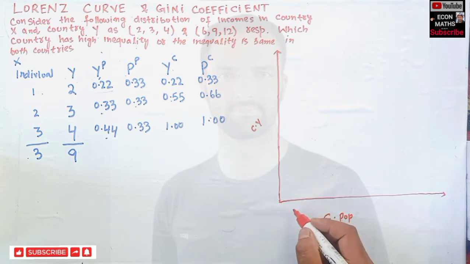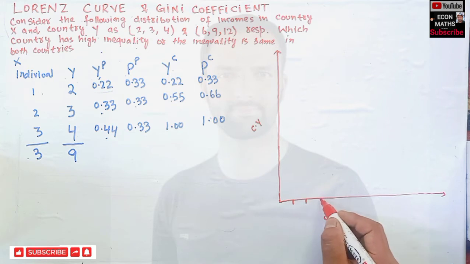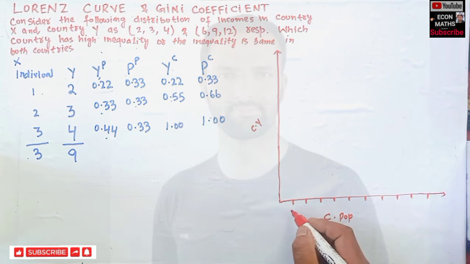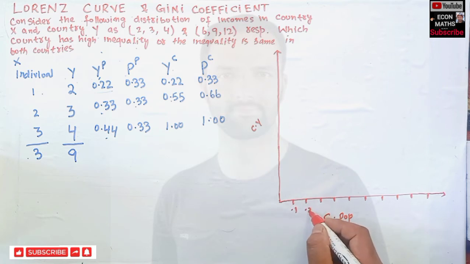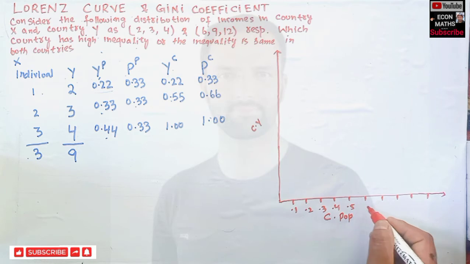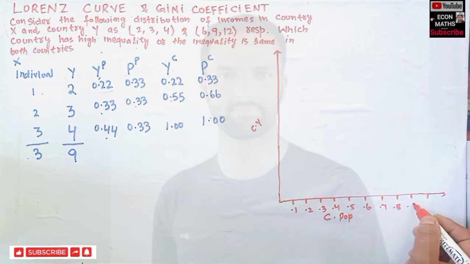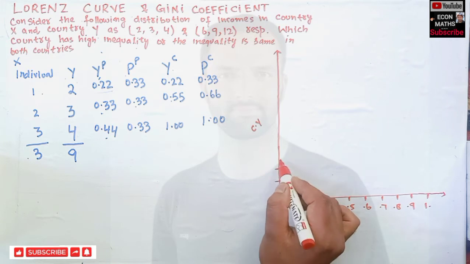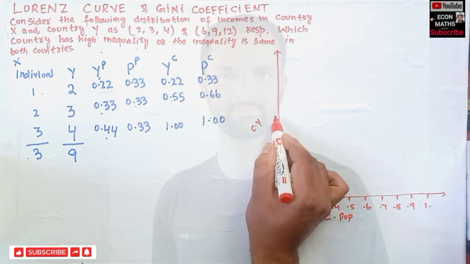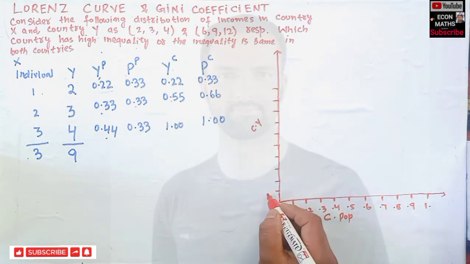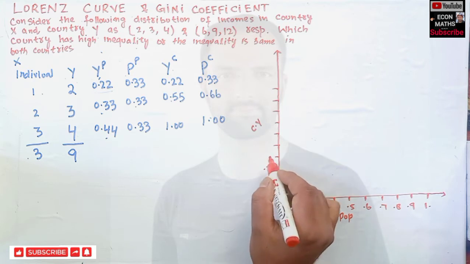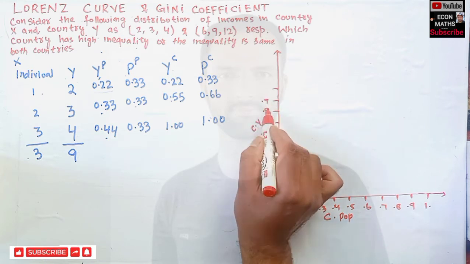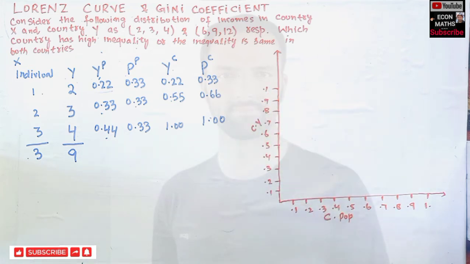Let us say this is 10%, 20, 30, 40, 50, 60, 70, 80, 90, and 100. So this is 0.1, meaning 10%, 20%, 30, 40, 50, 60, 70, 80, 90, and this is 100%. And on this axis we have the same: 10, 20, 30, 40, 50, 60, 70, 80, 90 and 100. So I will write here 0.1, 0.2, 0.3, 0.4, and so on up to 1. Actually you can write it in percentages also.